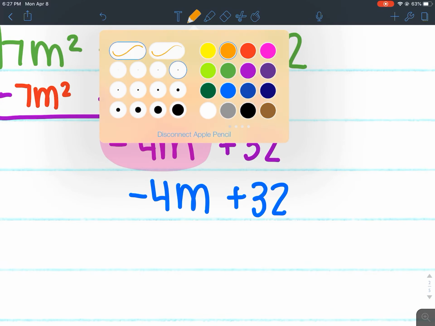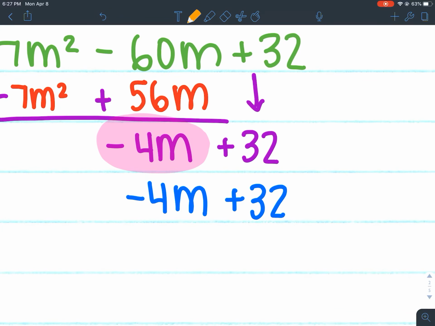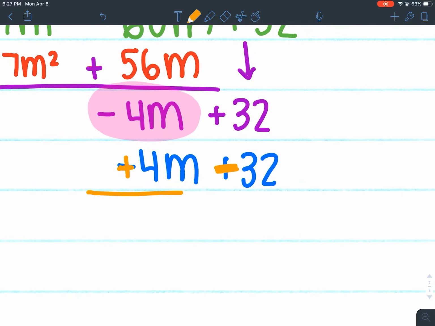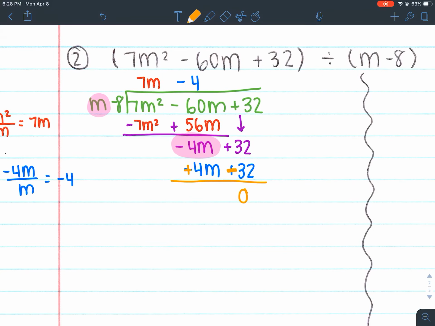Now remember, when you're subtracting, your signs change. You're going to subtract now. So this will now become a positive, and this is now a negative. And when you add them, everything cancels and you get 0. So your quotient would be 7m minus 4.